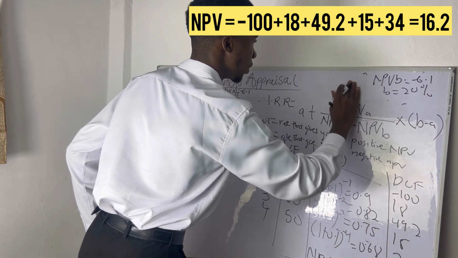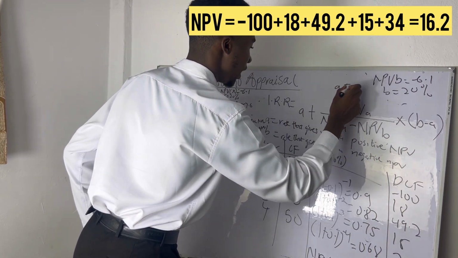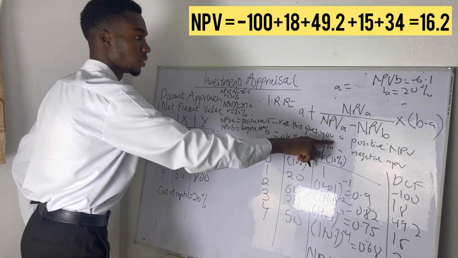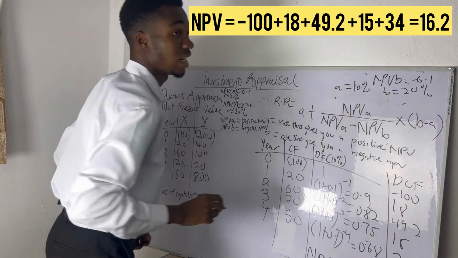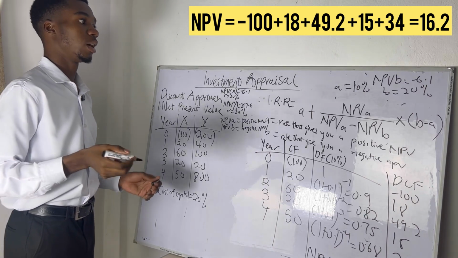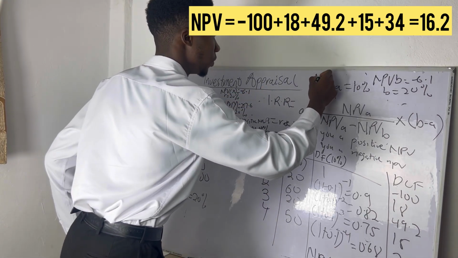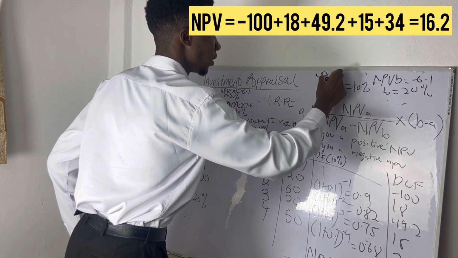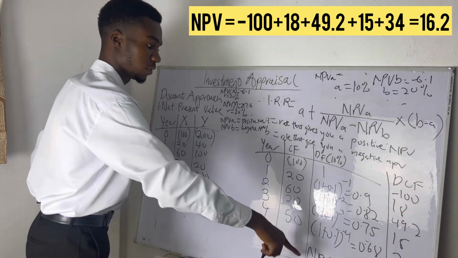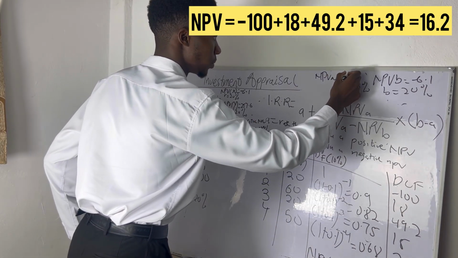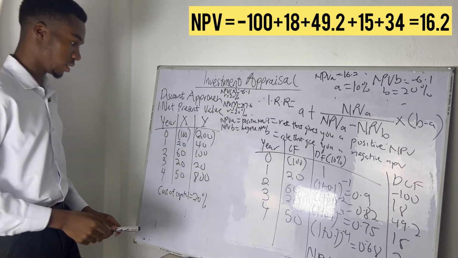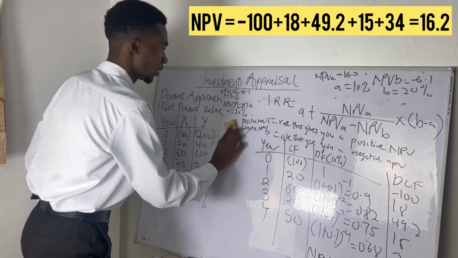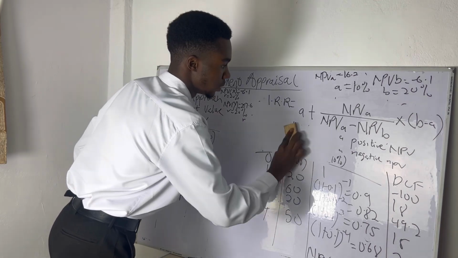So now we can say A. So A is the rate that gives you the positive number. So that is the 10%, because the 10% is the rate that gives us the positive number. And straight away, our NPV of A, which is the positive NPV, is 16.2. You get it? So now that we have all the values, we're going to substitute it in the formula.